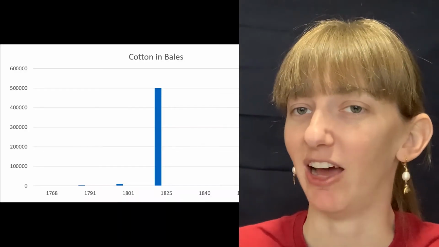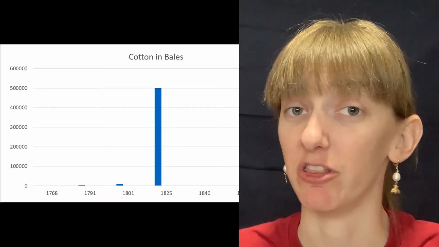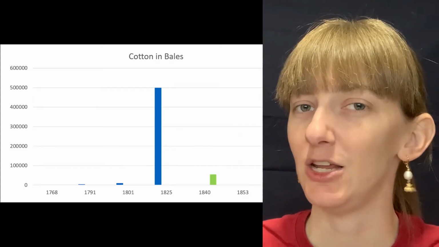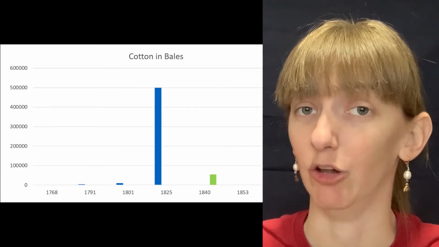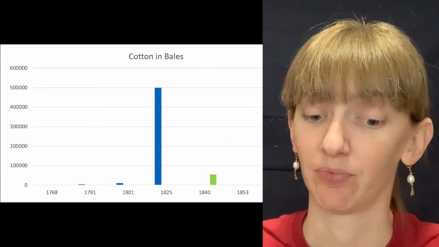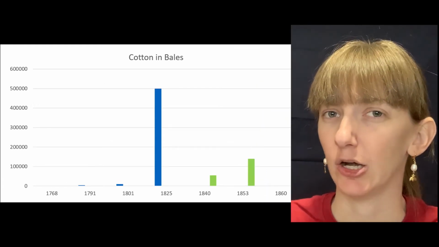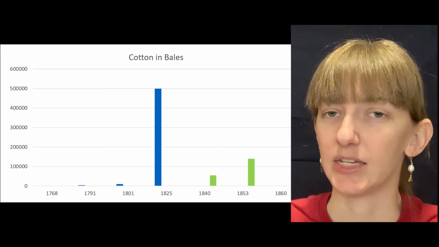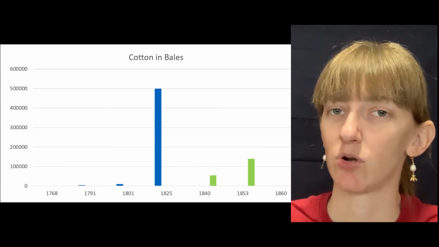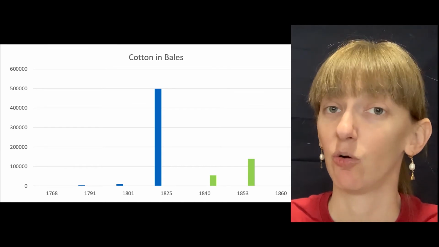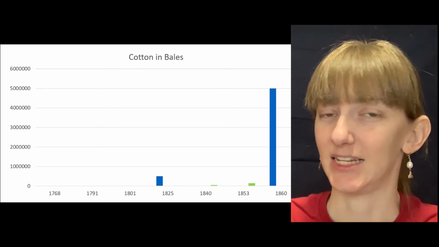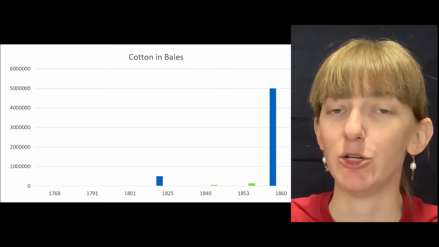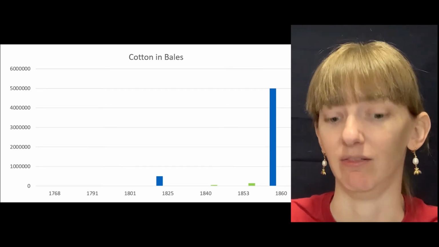In 1825, the U.S. produced more than 500,000 bales of cotton. In 1840, 55,000 bales of cotton passed through Apalachicola, Florida, which was a busy port town. Now, just 13 years later, in 1853, that same town saw 140,000 bales, so quite a drastic increase. Now, by 1860, the U.S. output was up to 5 million bales of cotton.